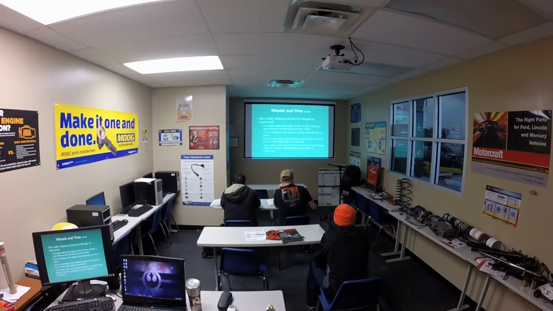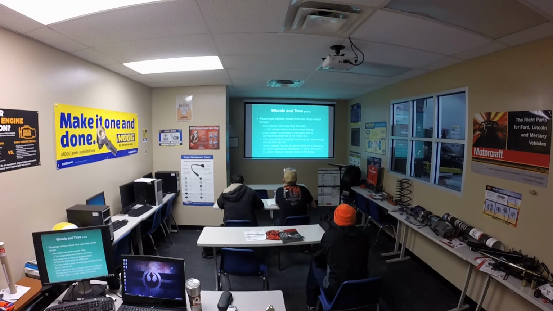The rim width is the distance across the rim flanges and the bead seat. The bead seat is the edge of the rim that creates a seal between the tire bead and the wheel. The rim flange is the exterior lip that holds the tire in place. The rim diameter is the distance across the center of the rim from bead seat to bead seat. The width of the rim and the diameter are traditionally stated in inches, although some are stated in millimeters.